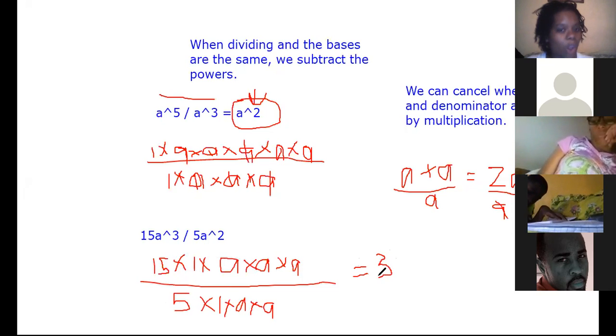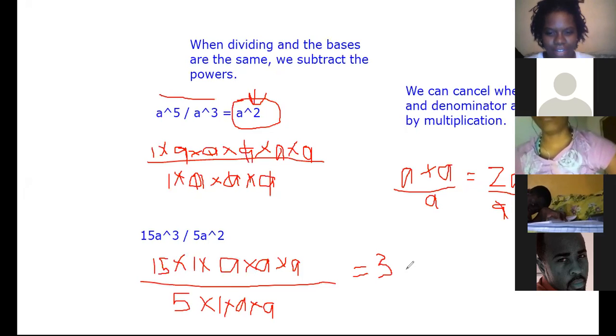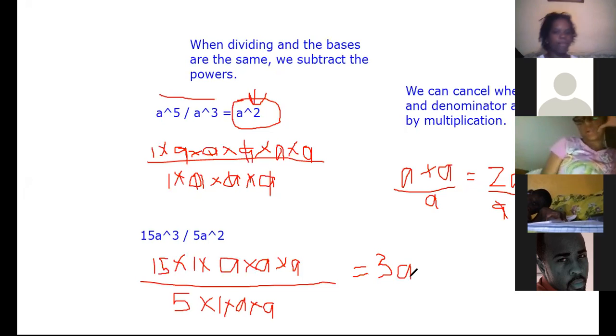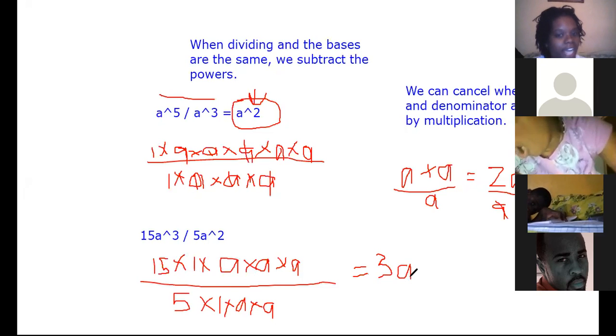And then we know that if the bases are the same, we can go ahead and cancel. So it will be 3A. That's the answer. Any disagreements, any questions? No. So in the event that you get a number, you go ahead and divide your numbers and then apply what you know about the powers and the bases.